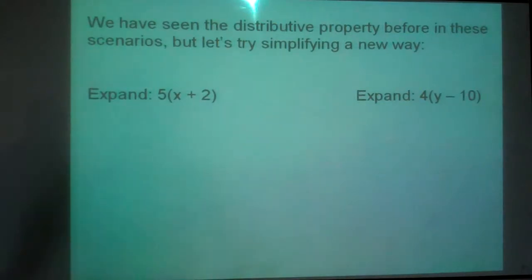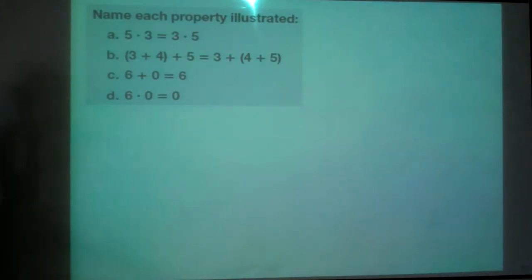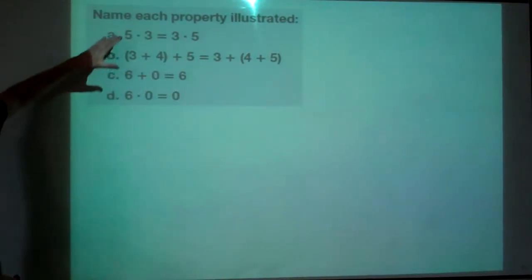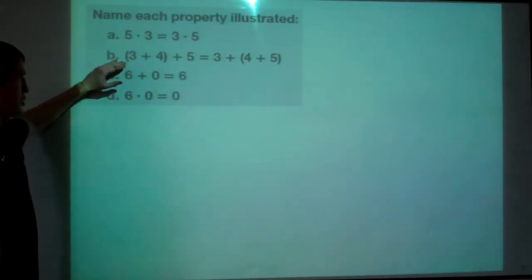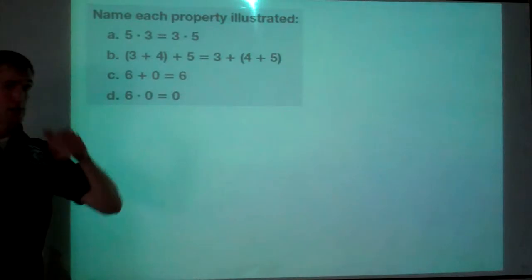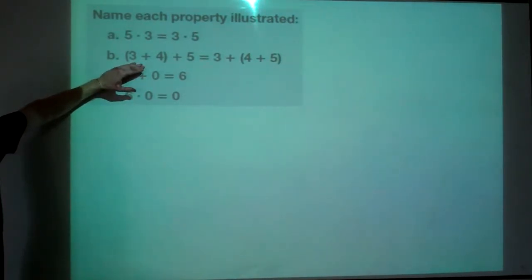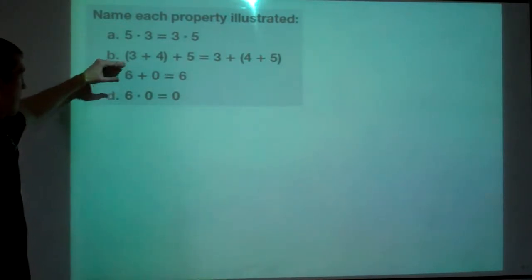Just a couple minutes left. Alright, so we're going to go through these pretty quick here. Name each property illustrated. 5 times 3 equals 3 times 5. Well, notice how the order of the multiplying switched. The order of the numbers changed. So A is commutative. B, let's check first to see if the order of the numbers switched. 3, 4, 5, 3, 4, 5. Order did not change, but the location of our parentheses changed. So B we would call associative.